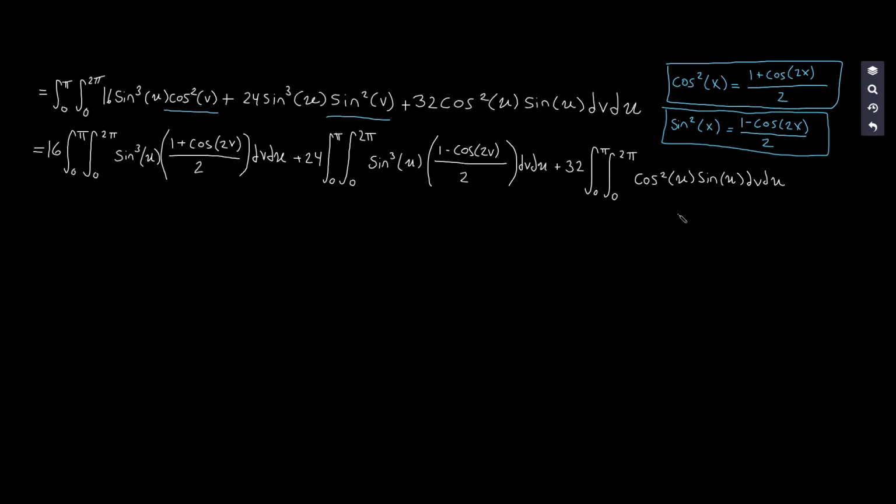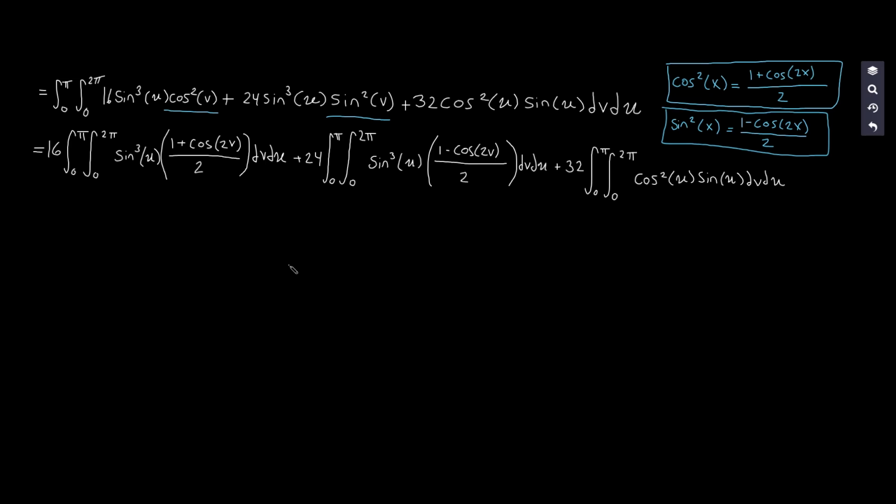times sine cubed of u times (1 plus cosine of 2v) over 2, integration with respect to v, integration with respect to u, plus 24 times the integral from 0 to pi times the integral from 0 to 2 pi times sine cubed of u times (1 minus cosine of 2v) over 2, integration with respect to v, integration with respect to u, plus 32 times the integral from 0 to pi times the integral from 0 to 2 pi times cosine squared of u times sine of u, integration with respect to v, integration with respect to u.